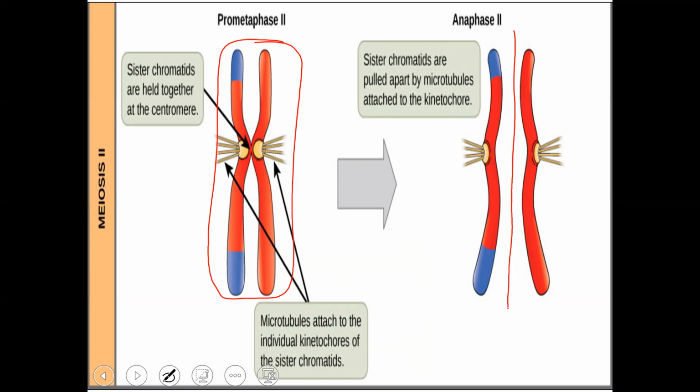There the homologous chromosomes were pulled to either side, but now in the case of anaphase 2, the sister chromatids are getting apart. So remember that in anaphase 1, the homologous chromosomes were pulled apart, but in anaphase 2, the sister chromatids are pulled apart by the microtubules which are attached to the kinetochores.